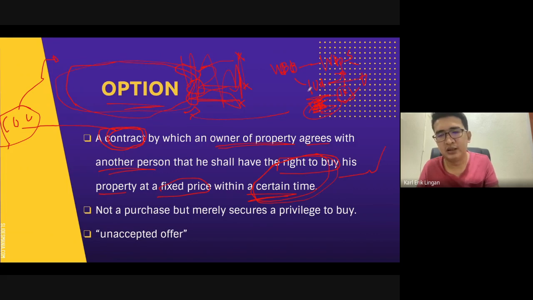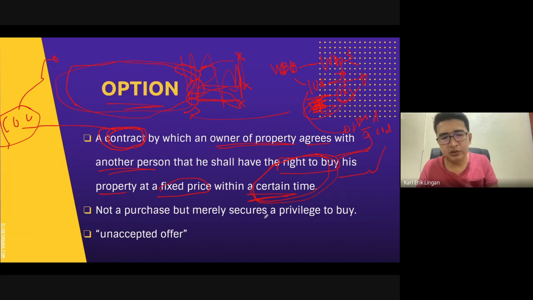Kung pagdating ng 10 days or at the 10th day, ayaw na ni buyer na bilhin, that's okay. Kasi ang contract is about right to buy or privilege to buy within 10 days. Ibig sabihin, hindi niya i-offer sa iba within 10 days. Kung at the 10th day, ayaw na bilhin na ni buyer, then it's okay. The seller cannot compel the buyer to buy the property. Okay? Kung nag-lapse naman na yung 10 days at walang bumibili, pero ayaw ibenta ni seller kay buyer, can buyer compel the seller? No, cannot. Because there is no contract. Okay? And the option contract already lapsed.